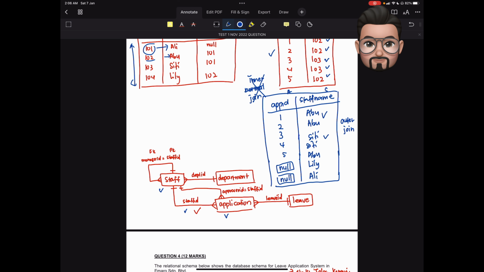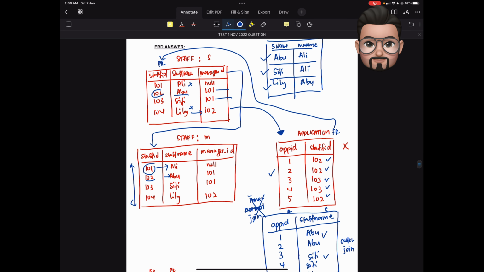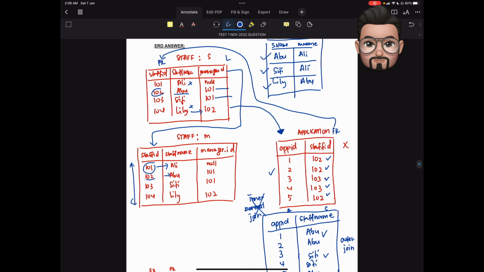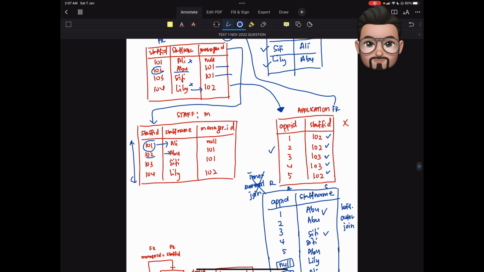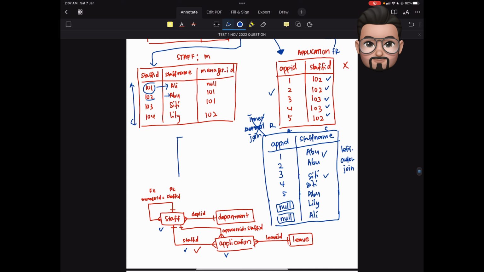But who is on the left? This is on the left, this is on the right. We want all the staff, so the staff is on the left, which means it has to be a left outer join. But if we take a look over here, what will the result be?